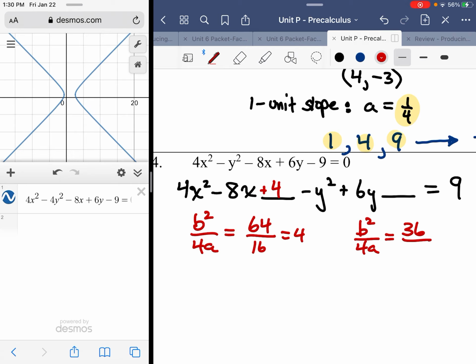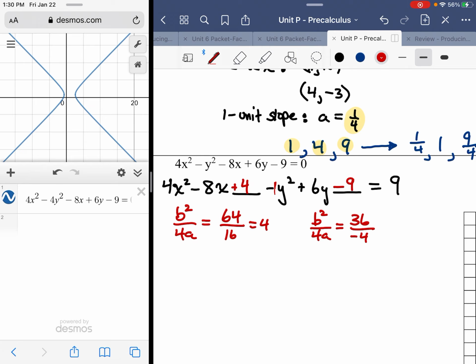Now the a value here, you got to be really careful. Very easy to lose sight of this. That negative 1 is the coefficient. That's the a value. So over negative 4. So it's going to be a minus 9. So on the right-hand side, I'm going to add 4, and I'm going to subtract a 9.